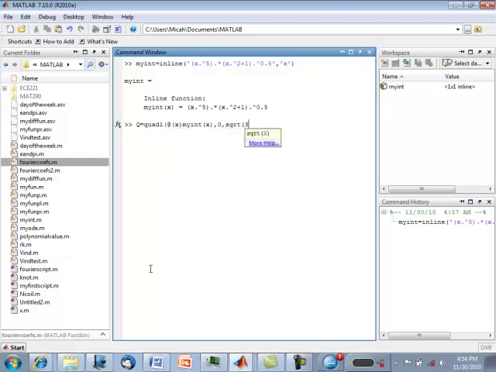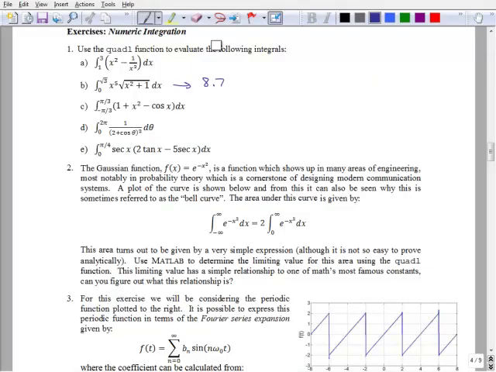So this is the area under this integrand function from 0 to the square root of 3. So this then has this value that we can find from MATLAB. And similarly, you can define the other integrands in the same way and calculate these integrals using this quadL function.